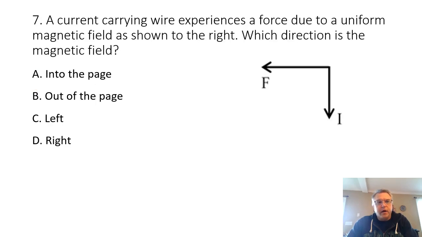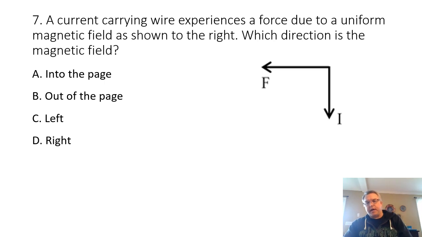Question 7. A current carrying wire experiences a force due to a uniform magnetic field as shown in the diagram. Which direction is the magnetic field? My force is going to the left on the x-axis. My current is going down on the y-axis, or in the negative y direction.